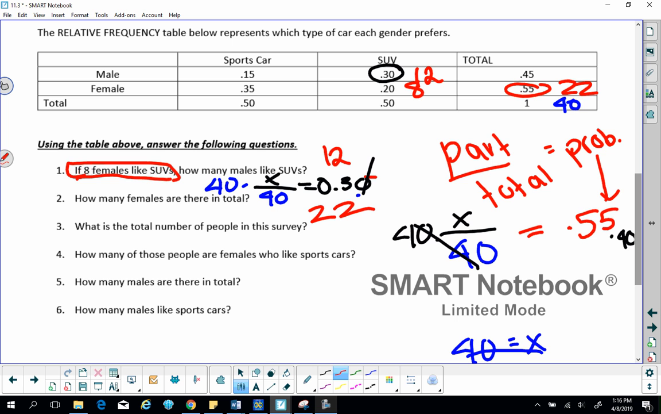How many total people were in the survey? 40. How many of those people are females who like sports cars? Where are the females who like sports cars?